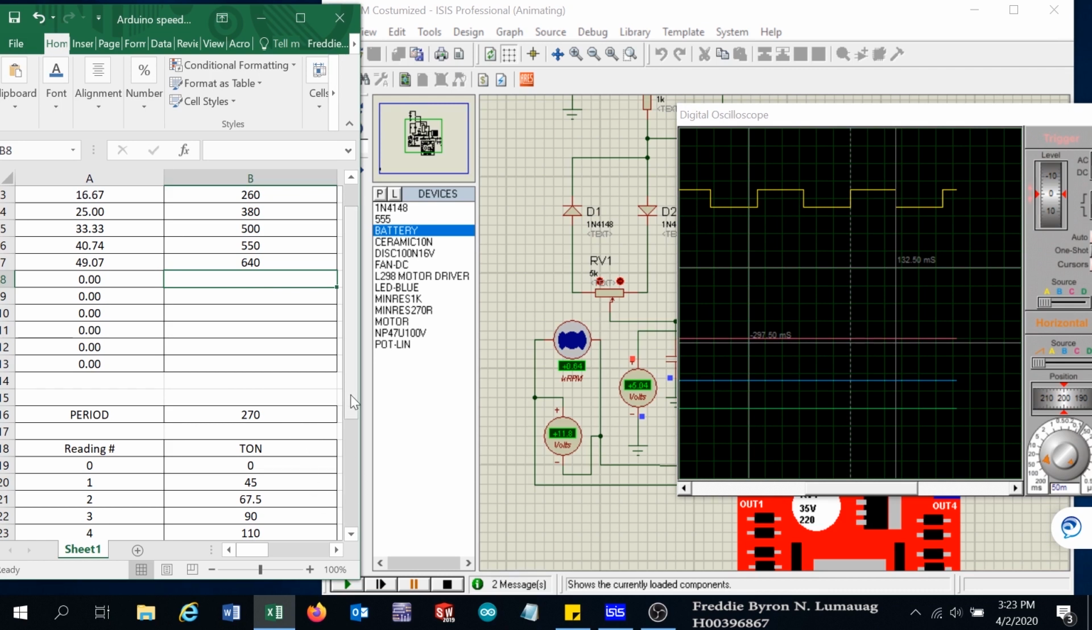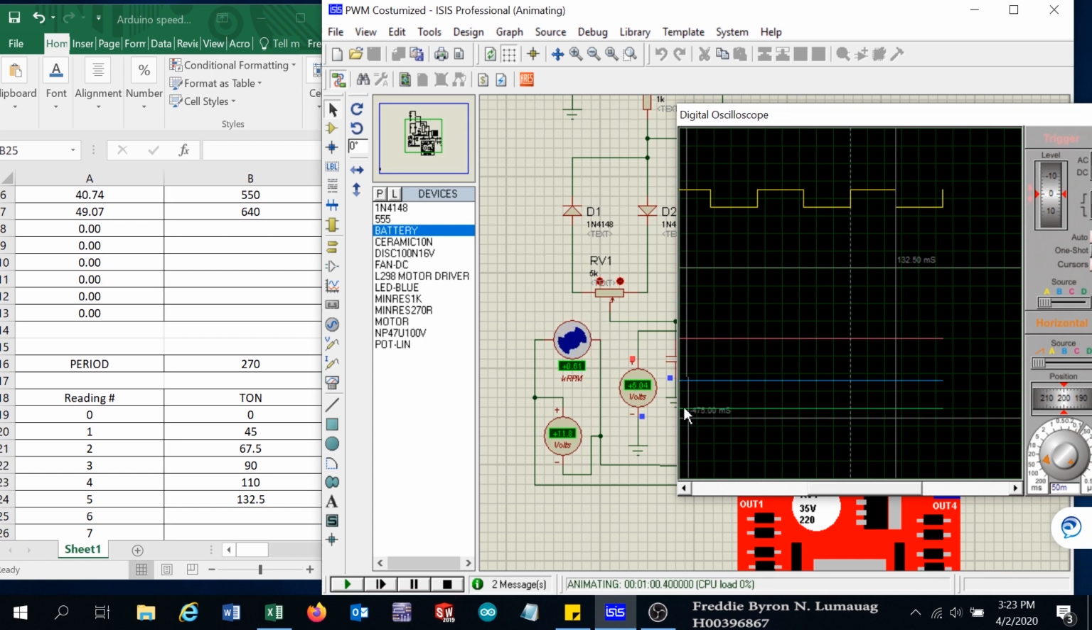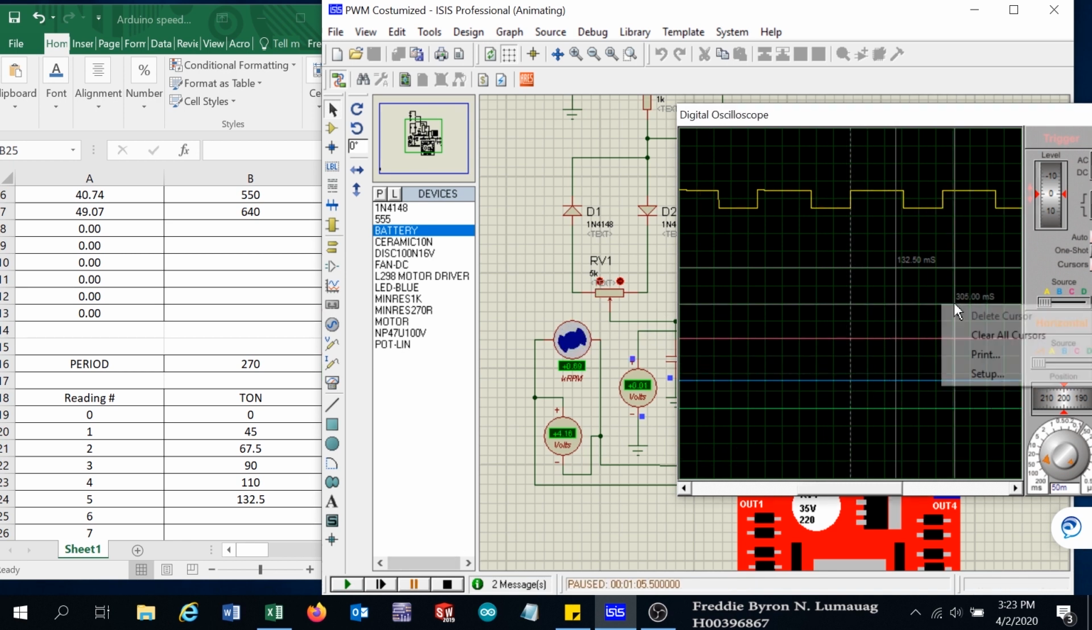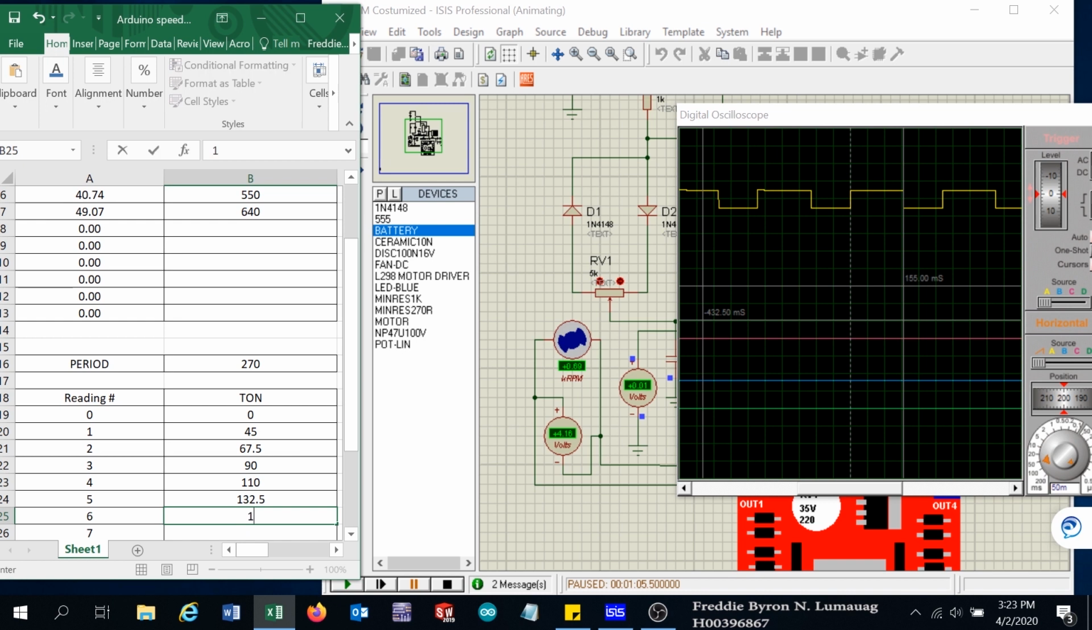So we will proceed to the sixth reading. I will turn this on, and I will increase this further. I will click the pause. I will clear the cursor. So how much is the time here? 155. So the sixth reading is 155 milliseconds, and the speed is 690 RPM.